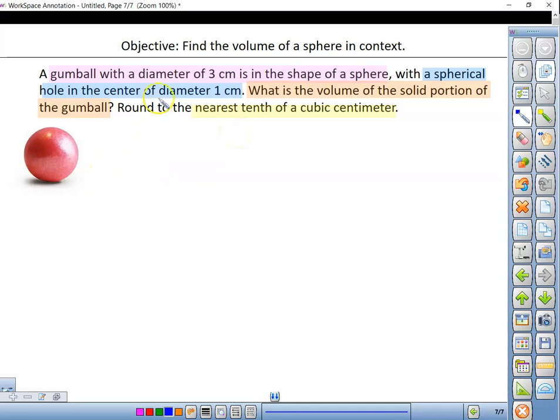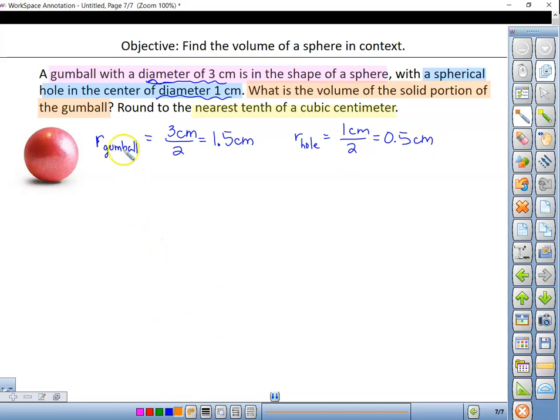All right, so first off, I want to keep track of what's what here. So this I'm going to say is the radius of the gumball. And that would be half of the diameter of the gumball. So half of 3 centimeters gives us a radius of 1.5 centimeters. We also need the radius of the hole that's inside that gumball, and that would be half of the diameter of the hole. So the diameter there is 1 centimeter, and dividing that by 2, that's half, which you can leave as a fraction, or you can write it as the decimal, 0.5.